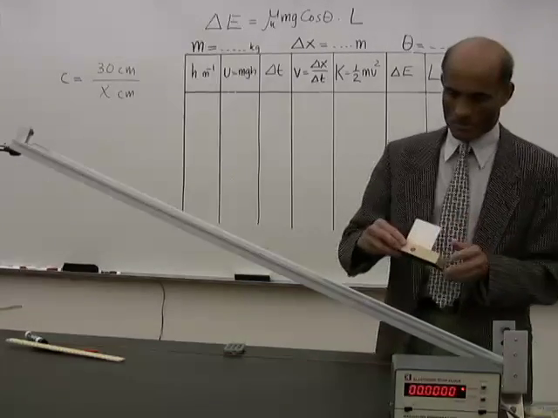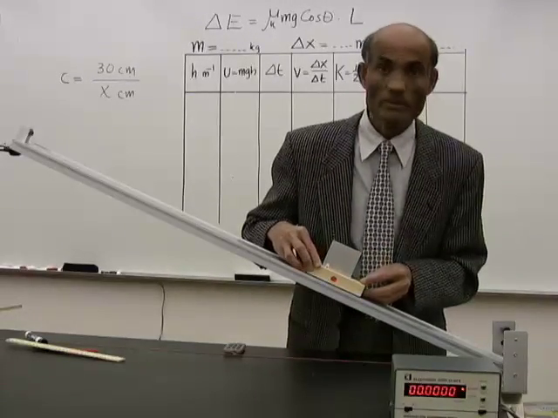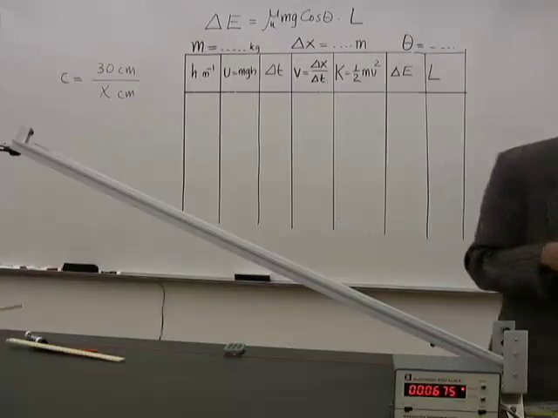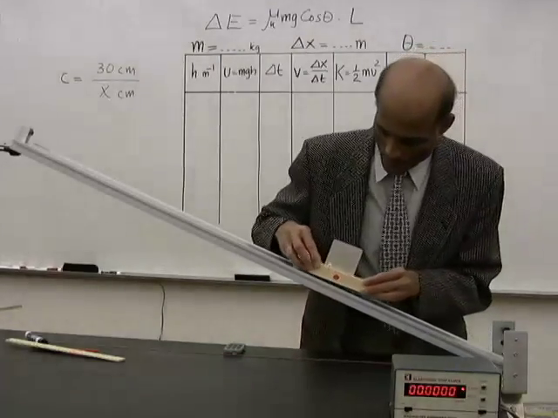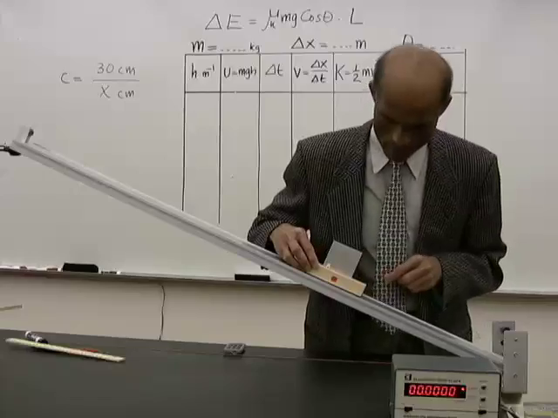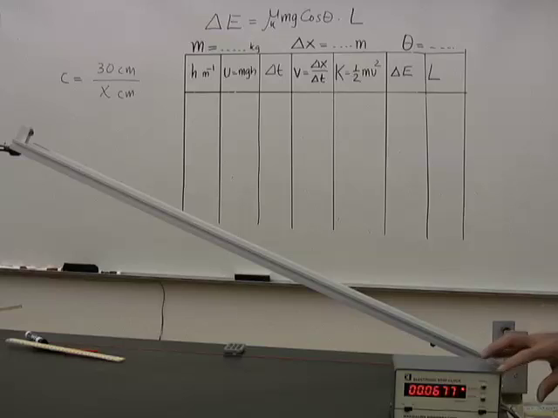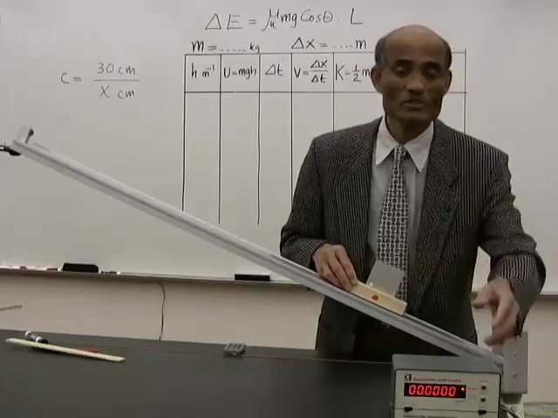Let's do a second trial from that same height. The second trial. Reset the clock. And now a third trial from the same height. There we go. Okay, you have 3 trials from that height. Reset the clock. Let's now go to the next height.